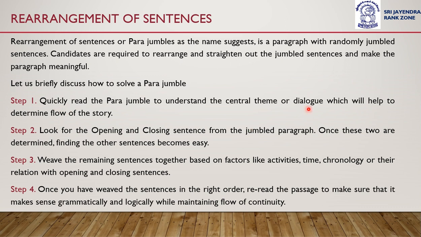So how to solve a parajumble? Quickly read the parajumble, identify the central theme and determine the flow of the story. Then look for the opening and closing sentences. After recognizing the opening and closing sentence, weave the remaining sentences in a particular order. Once you have woven the sentences in the right order, reread the passage and make sure that it makes sense grammatically and logically. This is how we solve rearrangement of sentences or parajumbles.